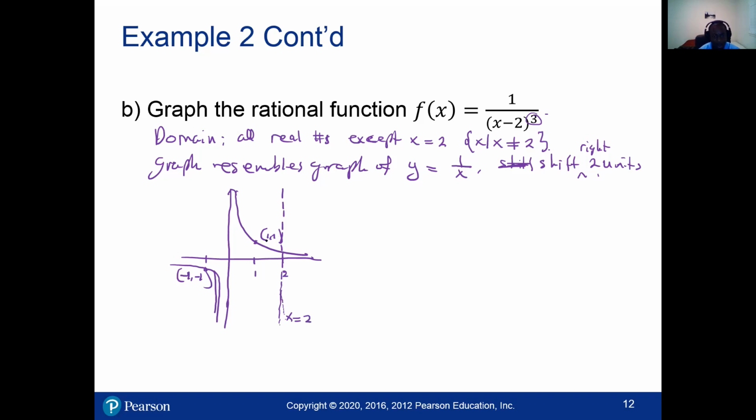Okay, and this point (1, 1), because we shift it to the right, it becomes what? (3, 1). So this is going to pass through this point, we're calling this (3, 1), and so it's going to come that way and pass through that. And then this point is (-1, -1). If you add 2 to that, it's going to be (1, -1). That also passes through this point. And so finally you have what?